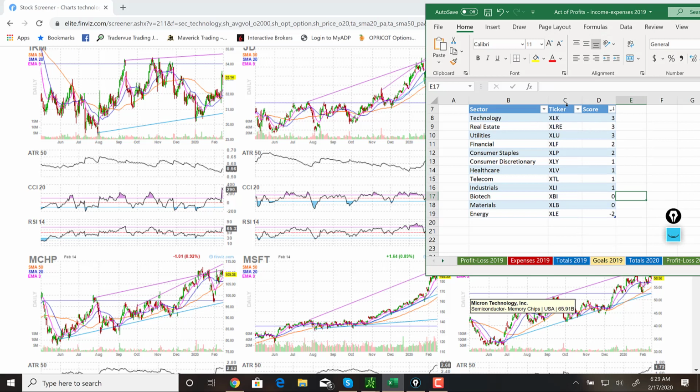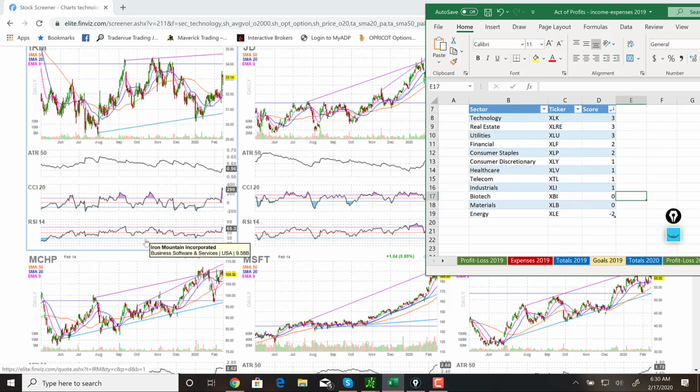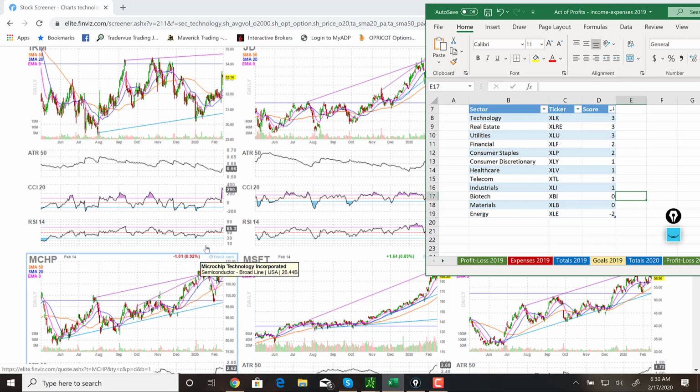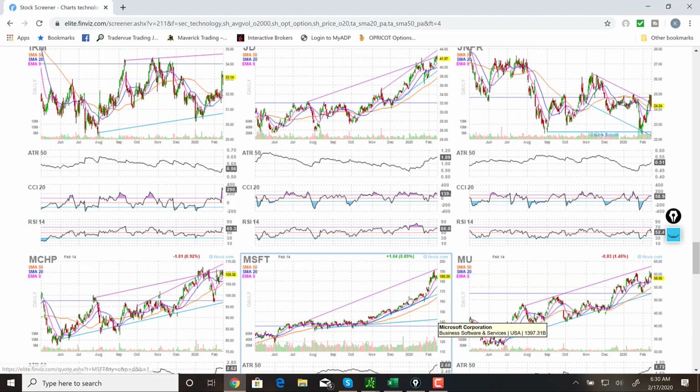I find the strongest sectors. I look at what the overall market's doing. Then I go to the strongest sectors. Then I narrow it down to the strongest stocks in the strongest sector. So that is how you have... It's basically like having the wind at your back.